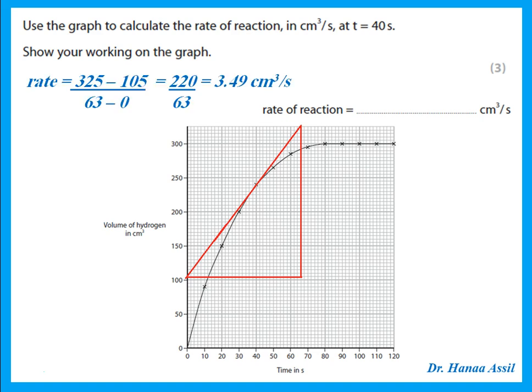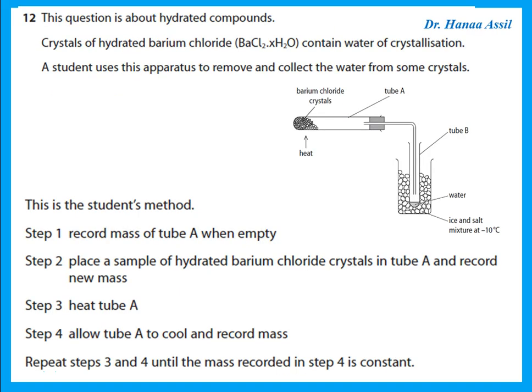So the rate is the change in the y-axis, so the 325 minus 105 in my graph, over the change in the x-axis, which is 63. This gives me a rate of 3.49 centimeter cubed per second. Do you know how to draw tangents to a graph? You should be able to from math, I think.